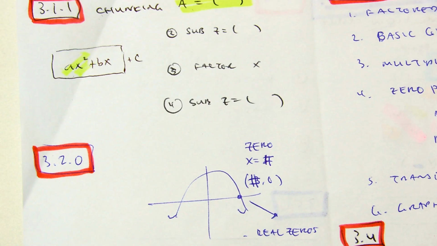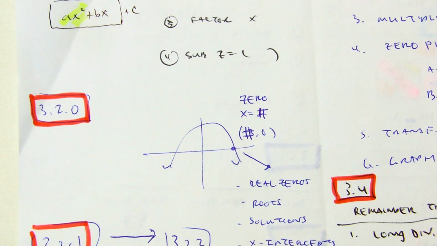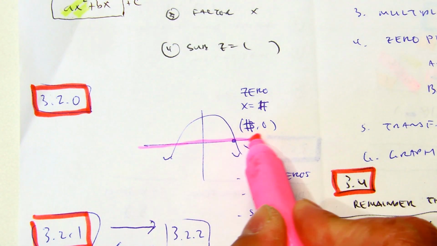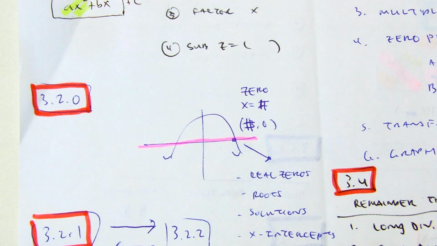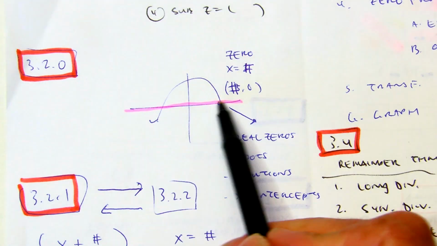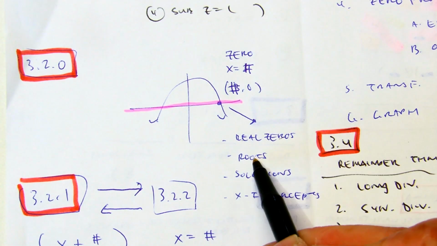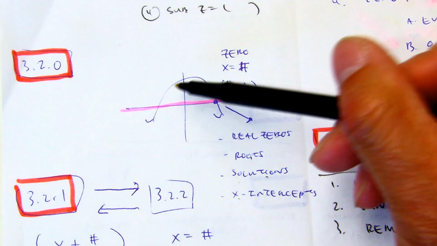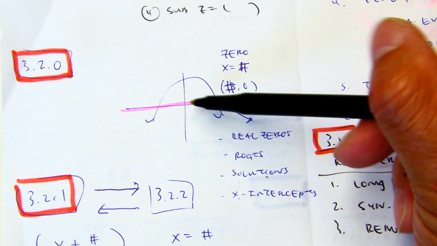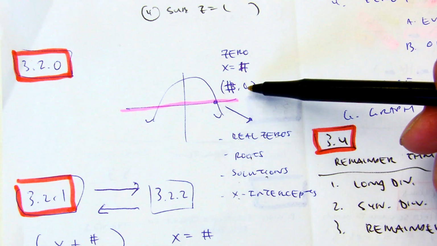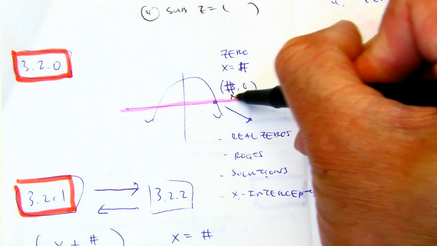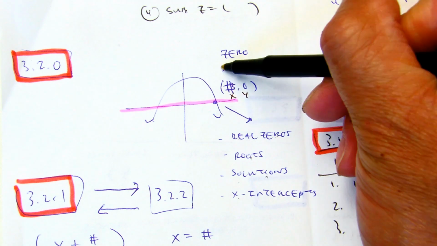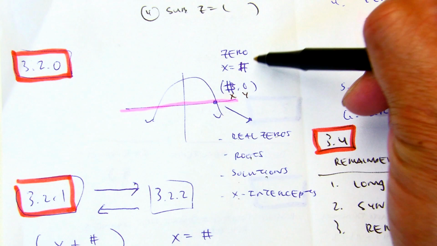In 3.20, we learned that if you have a graph and if it crosses the x-axis, these have a lot of names to them. These are called real zeros, roots, solutions, or x-intercepts. Now the reason why they call these zeros is that, for example, let's say 4, 0. Well, the y portion is 0, and the number is your x value. So x equals that number. So we said 4, so x equals 4 would be my 0.